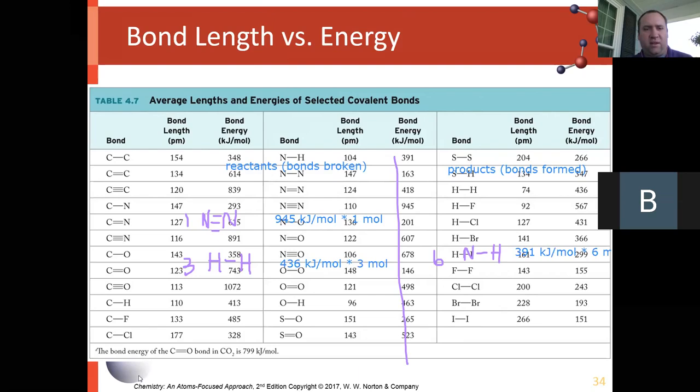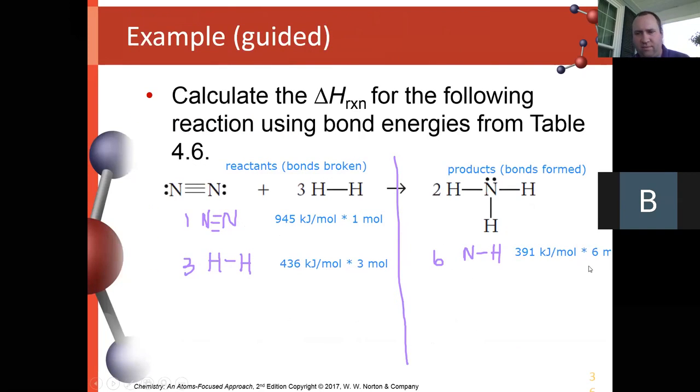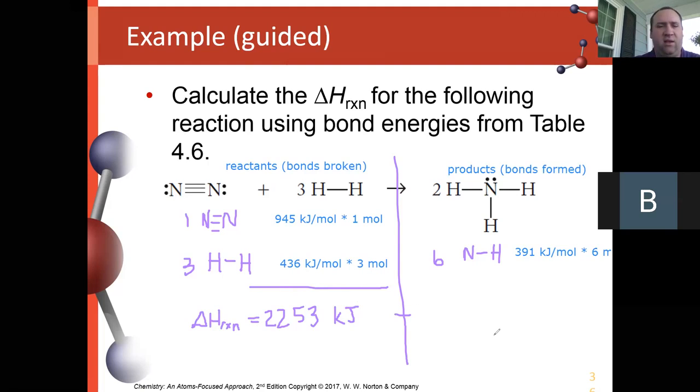So go back now to where I was, start adding together these values. On the reactant side, 945 plus 436 times 3 gives me a grand total of 2,253 kilojoules for the bonds that were broken. On the product side, 391 times 6 gives me 2,346 kilojoules.